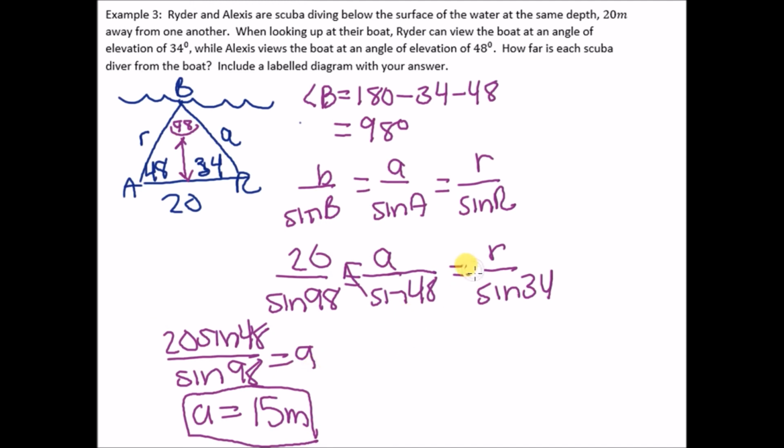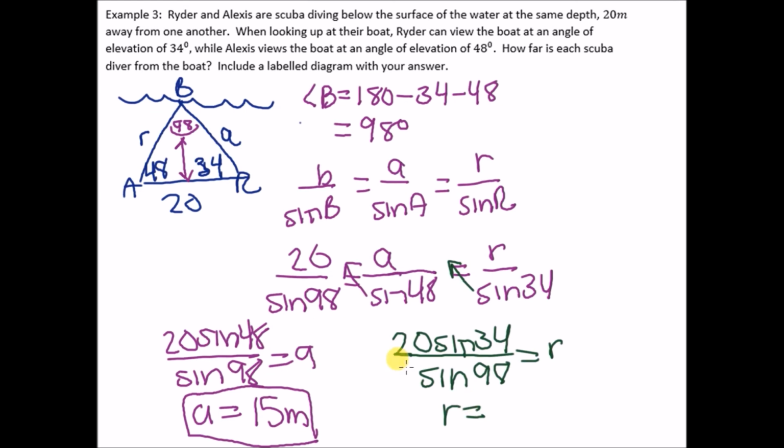Okay, and then for R, I'm going to cross multiply the sine 34 up, but still using the full ratio that we have. So 20 sine 34 over sine 98, and that's going to equal R. So R is going to equal 20 sine 34 divided by sine 98, which is 11.3. So 11.3 meters.